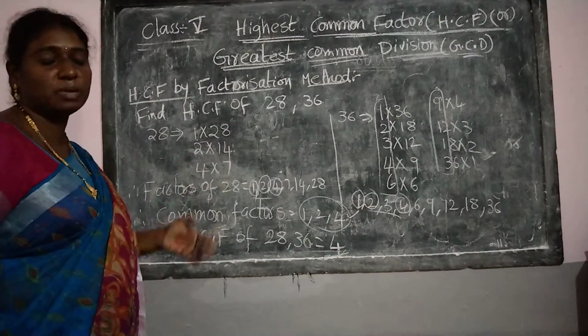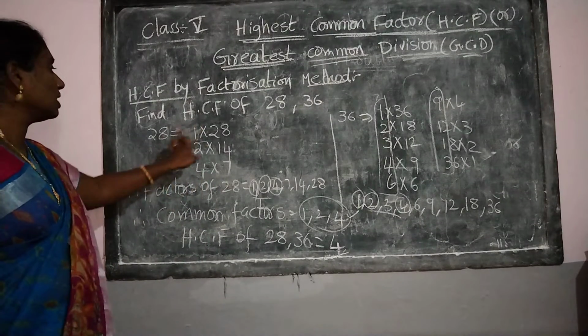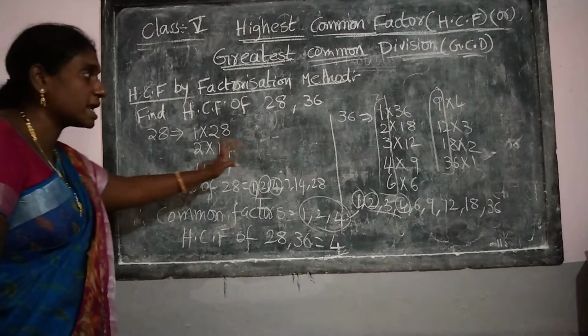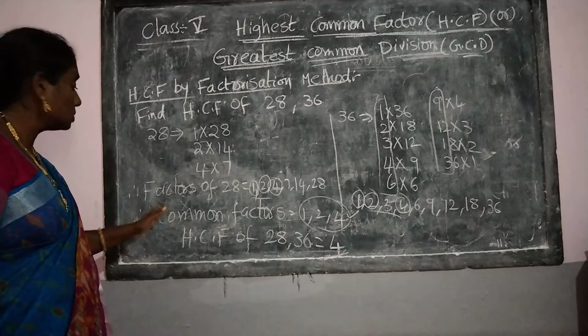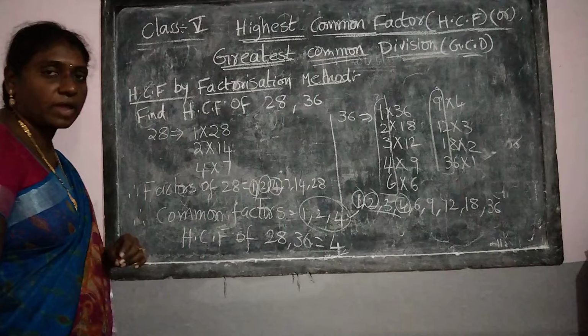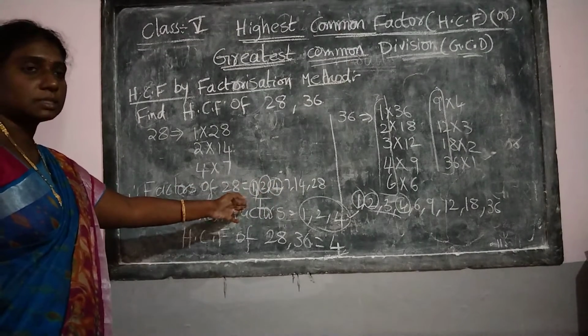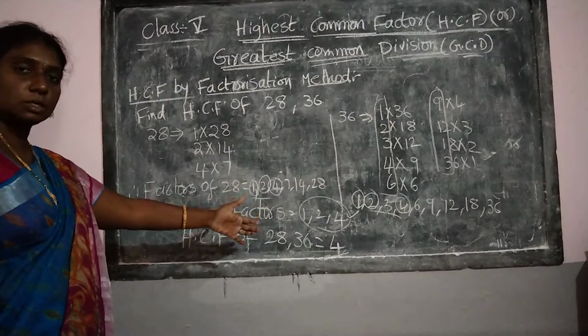Understood how to find the highest common factor by the factorization method? Nothing is there. See here, first of all write the factors of 28, write the factors of 36. I am writing the factors of 28 and the factors of 36. After that, compare the factors of these two numbers.